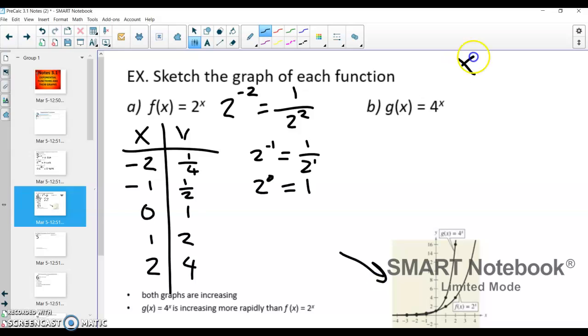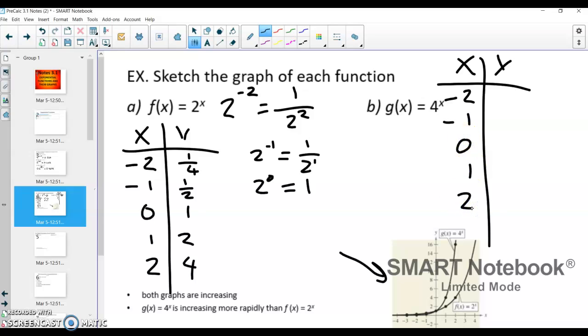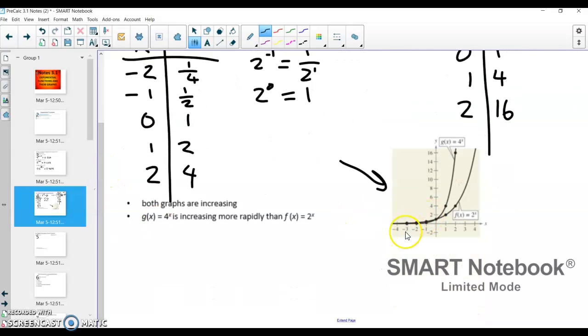And we'll do this one quick. We have x, y, negative 2, negative 1, 0, 1, and 2. Same kind of thing. 4 raised to the negative 2, that's 1 over 4 to the 2, which is 1/16. This would be 1/4, 1, 4, 16. And you can see how fast that grows in the matter of 4 x values. You can see how quickly it's growing. That's why it's exponential. And taking a look at these graphs here, you can see how much more quickly 4 to the x goes than 2 to the x. Okay? And that's what it says here, increasing more rapidly due to that 4 to the x.